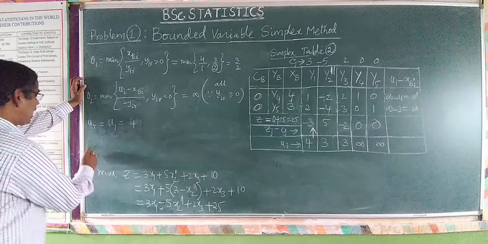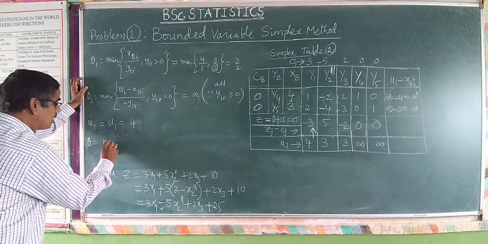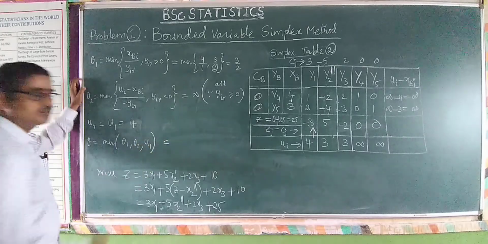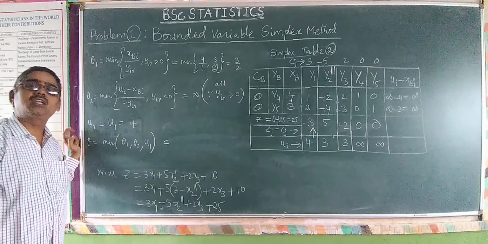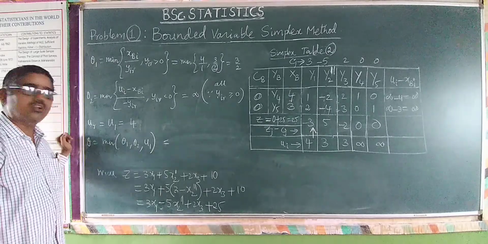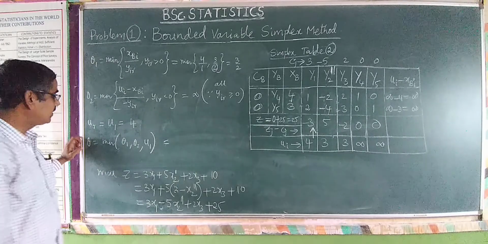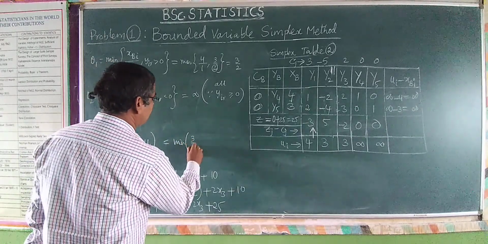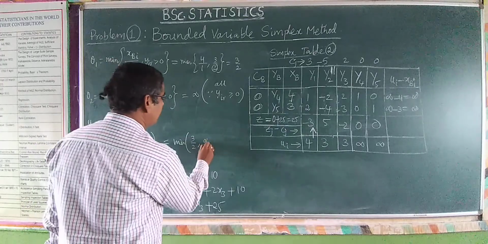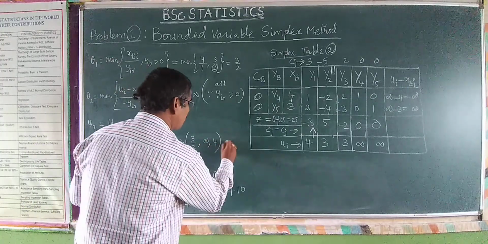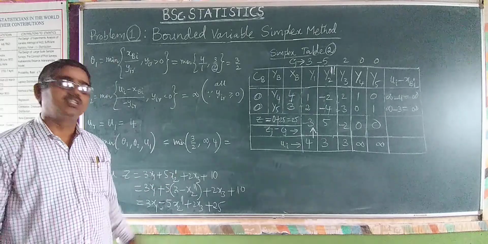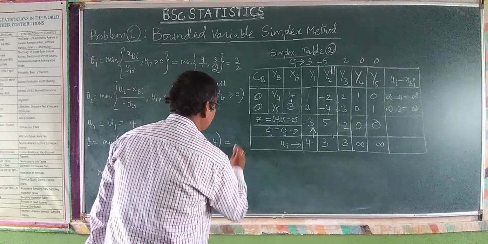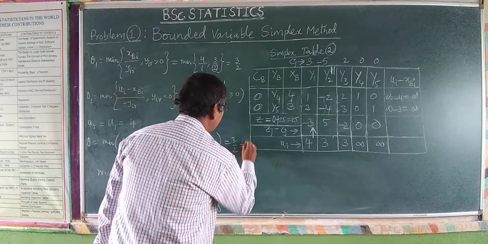Now we have to calculate theta, which is the minimum of theta 1, theta 2 and ur. But ur is u1, therefore I have written u1. So it is the minimum of theta 1, which is 3 by 2, theta 2, which is infinity, and u1, which is 4. Again we calculate the minimum of 3 by 2, infinity, 4. The minimum is 3 by 2. What is 3 by 2? It is theta 1.